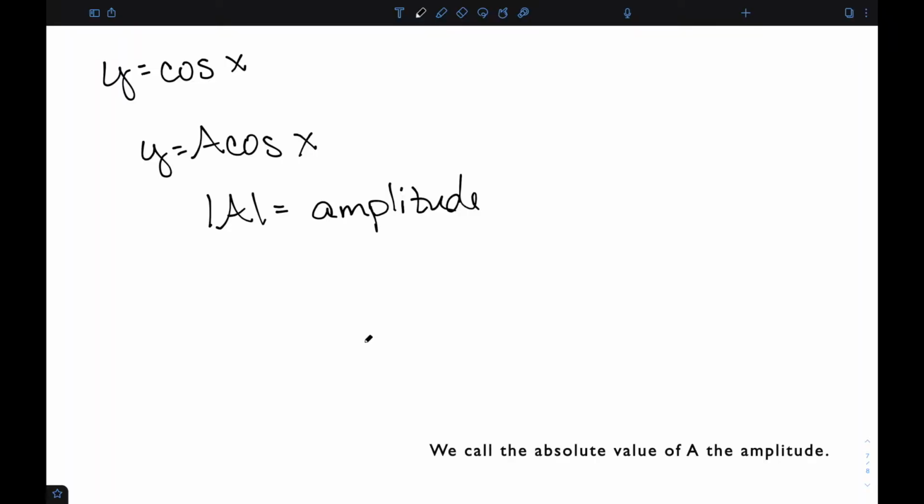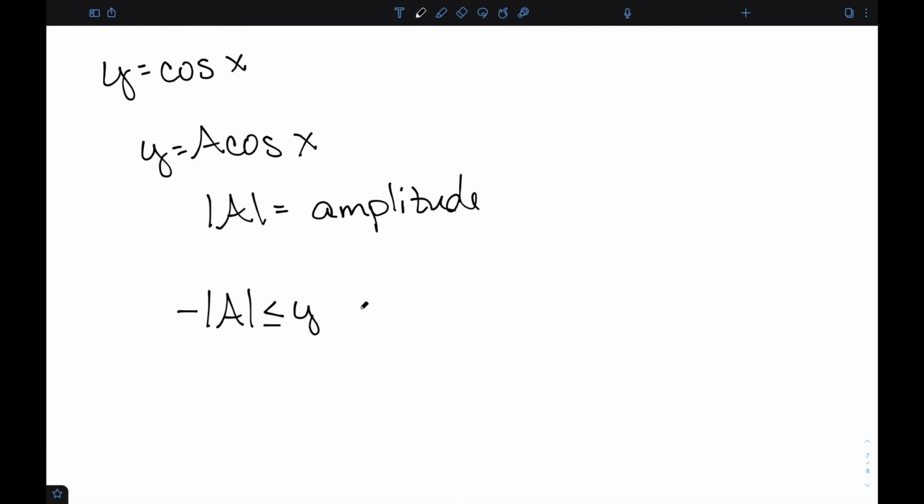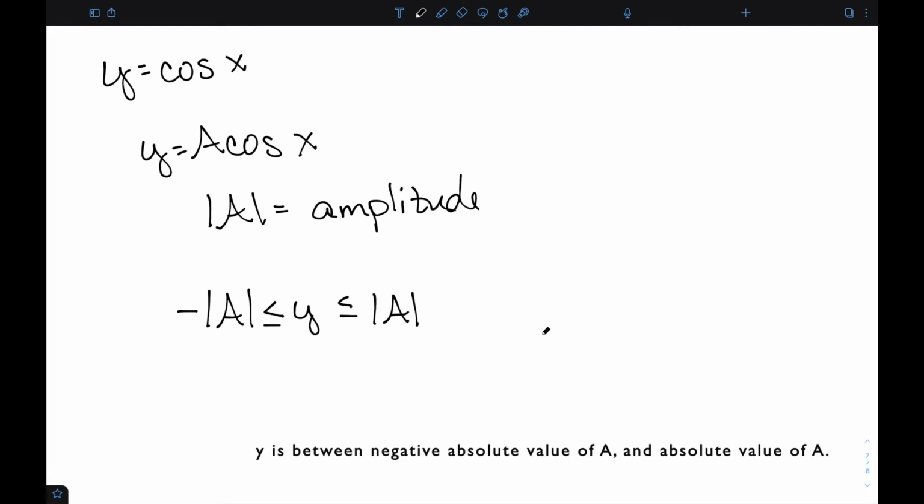We call the absolute value of a the amplitude, and the amplitude does affect the range of the function. Instead of being between 1 and -1, y is between negative absolute value of a and absolute value of a.